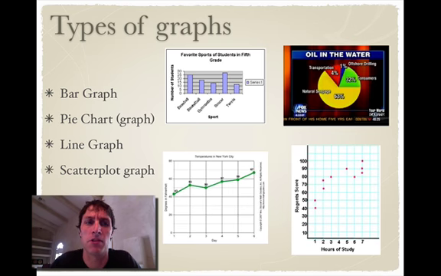Okay, so the types of graphs. Really, in biology, we use 4 types of graphs: the bar graph, the pie chart or pie graph, the line graph, and the scatter plot. And you need to know how to make each one of these, but more importantly, you need to understand what types of data would be used in these graphs and choose the graph that best fits your data.